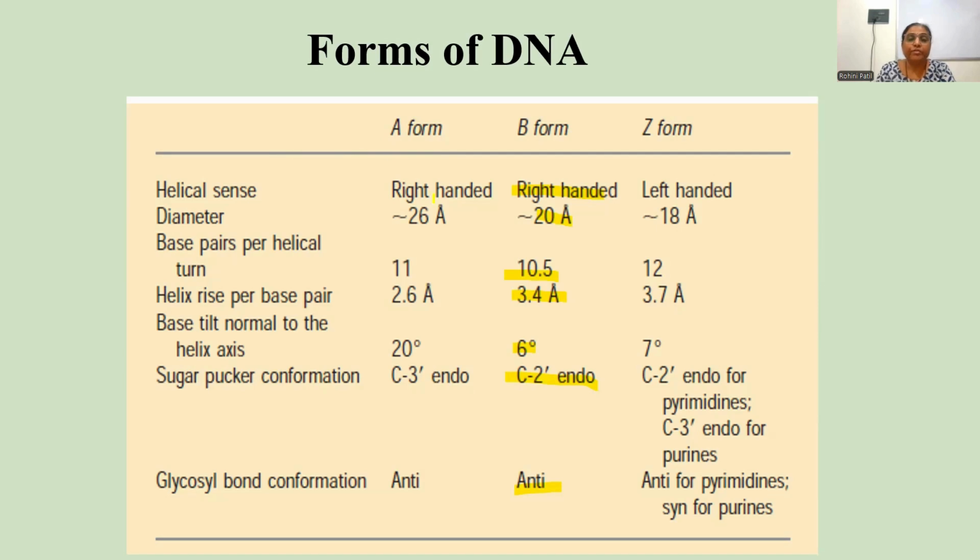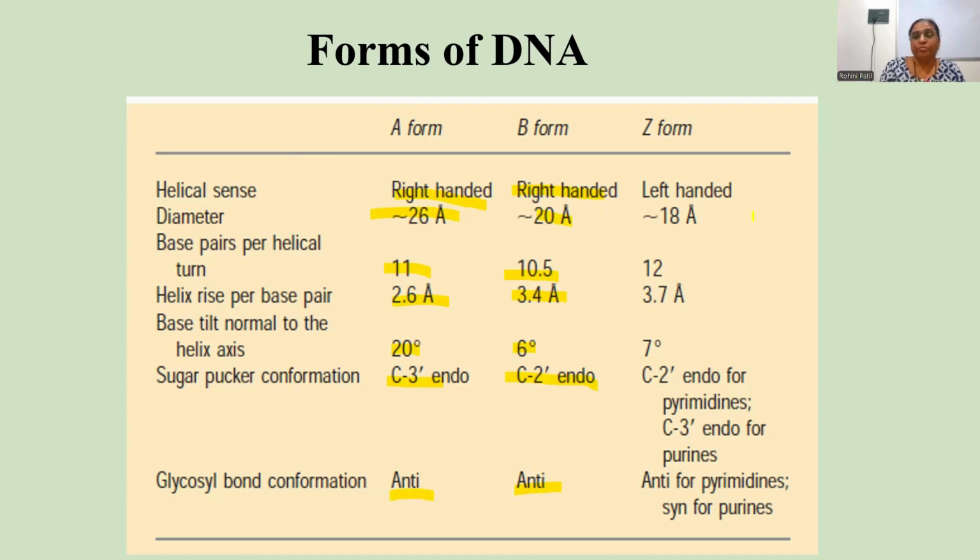Second form, here it is the A form. A form is also right-handed. Diameter is 26. Base pairs per helix turn is 11. Rise per base pair is 2.6 angstrom. Helix axis. Base tilt normal to the helix axis, that is the tilting, is about 20 degrees. Sugar pucker conformation is C3 prime endo, and glycosyl bond conformation is anti.